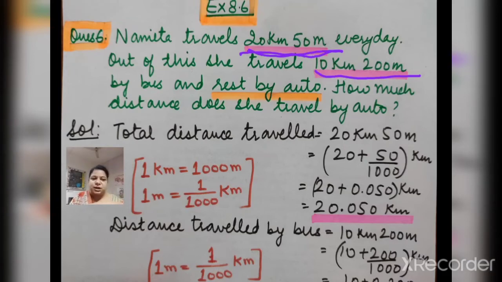Before subtracting we have to convert it into kilometers. Total distance traveled is 20 kilometer 50 meter, and you know that 1 meter is 1,000th part of a kilometer. So you have to divide 50 meter by 1000 and it will become kilometers. 50 upon 1000 means 50,000th. How to write it in decimals? It will become 0.050. So 20 plus 0.050 will become 20.050. And similarly we will convert the distance traveled by bus also.